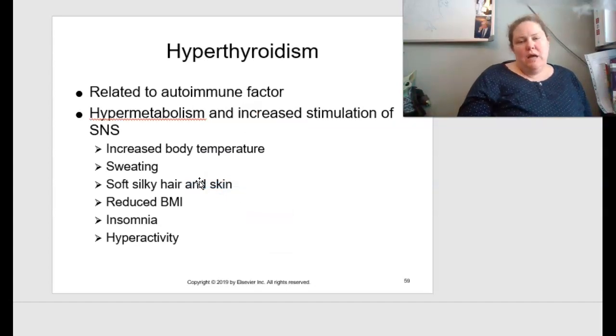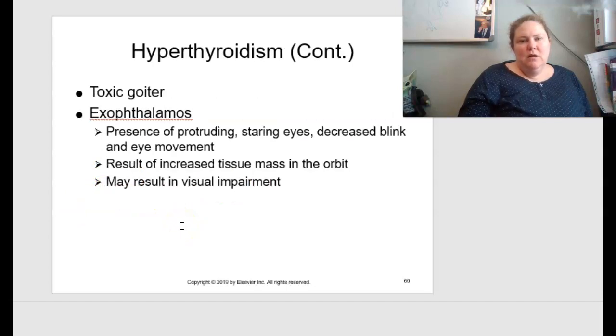Well, with hyperthyroidism, this is related to an autoimmune factor. So hypermetabolism and increased stimulation of the sympathetic nervous system. This is going to potentially cause increased body temperatures, sweating, soft, silky hair and skin, reduced BMI, insomnia, and hyperactivity.